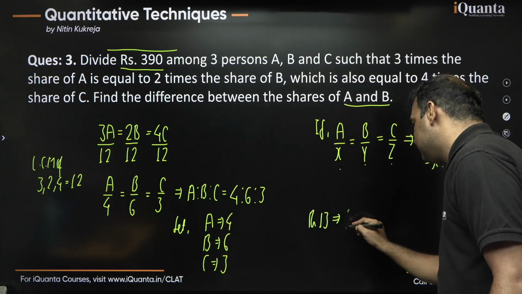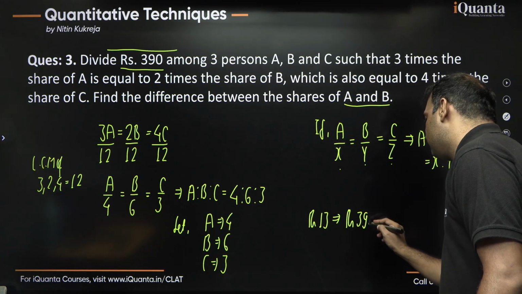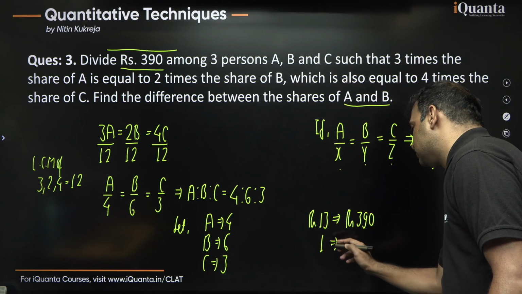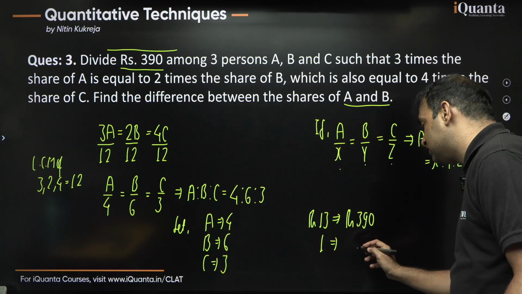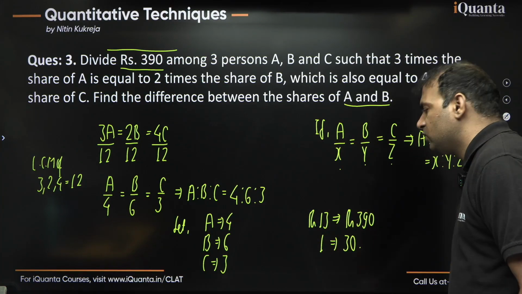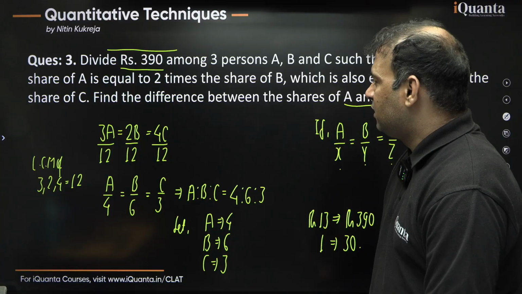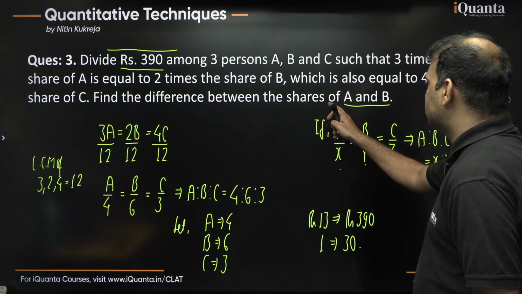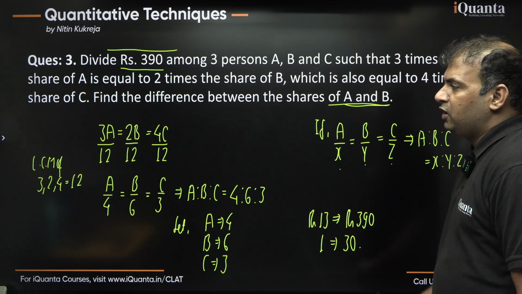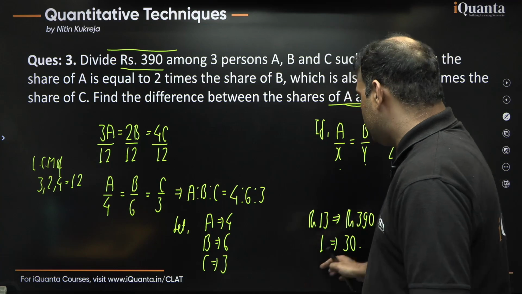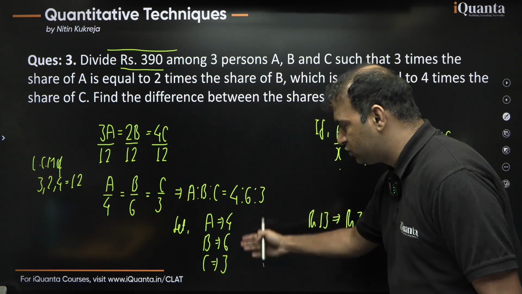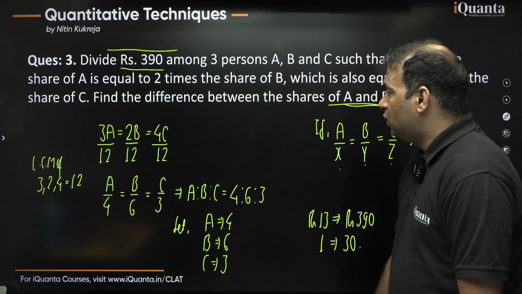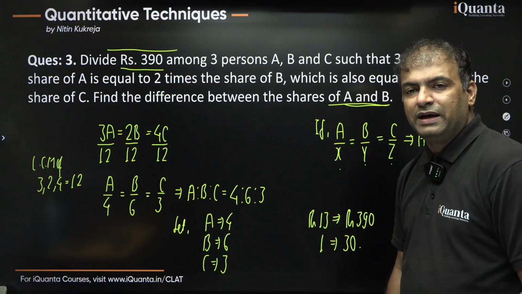Okay, if 13 is 390, we can just find the value of 1. 1 should be how much? Dividing 390 by 13, it's divisible actually. So we can say 1 is equivalent to 30. Now coming to the main question, they were asking the difference between the shares of a and b. Now we can do this in two ways. Either with the help of this, we can find the actual shares of all of them, right? Or we can directly find the difference, which will be actually easier.